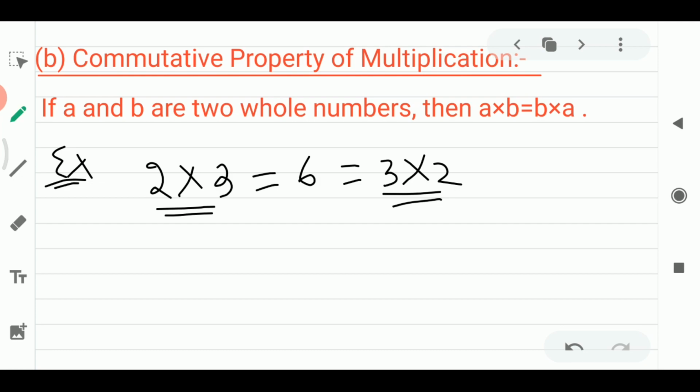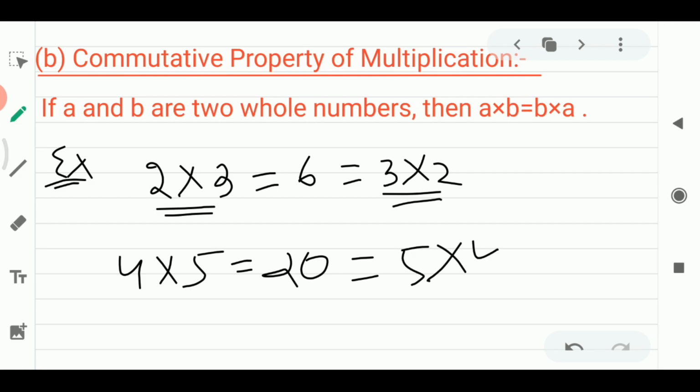Understood? Like the same way, 4 into 5 is equal to 20. Then 5 into 4 is also 20. So 4 into 5 is equal to 5 into 4. This is called commutative property of multiplication.